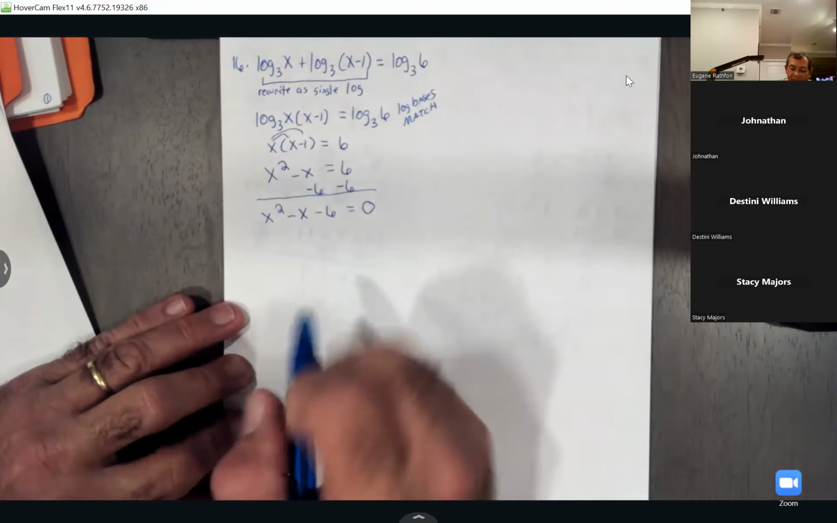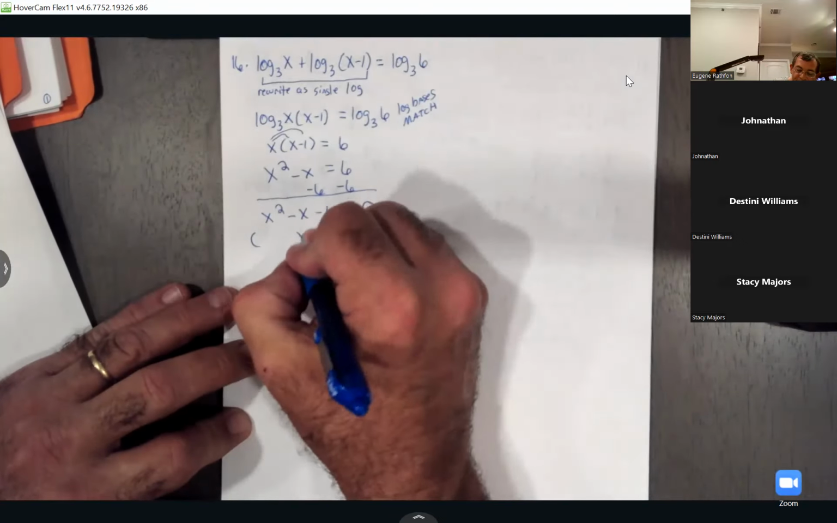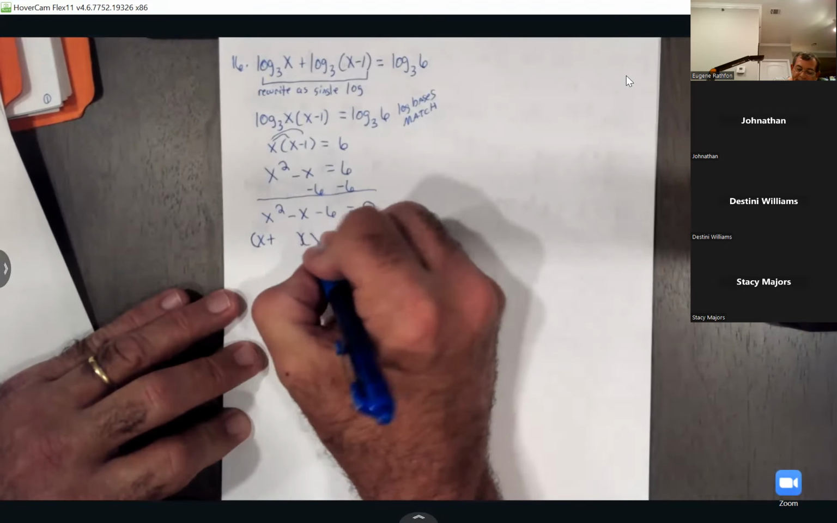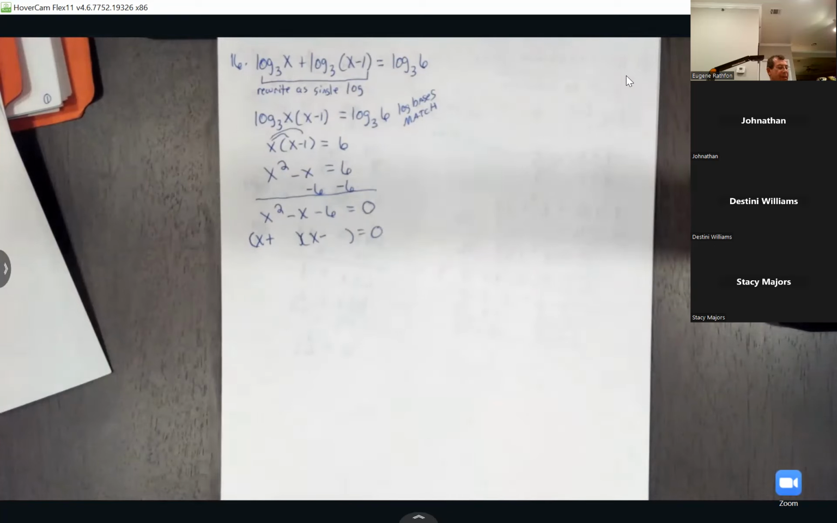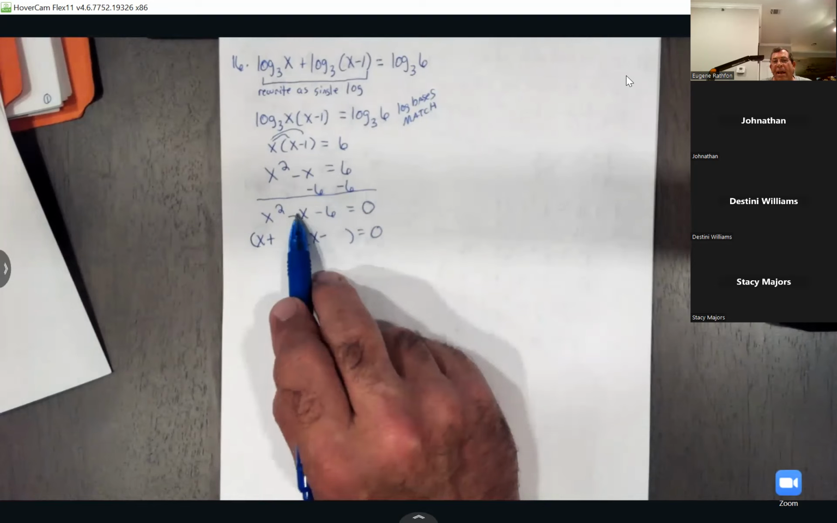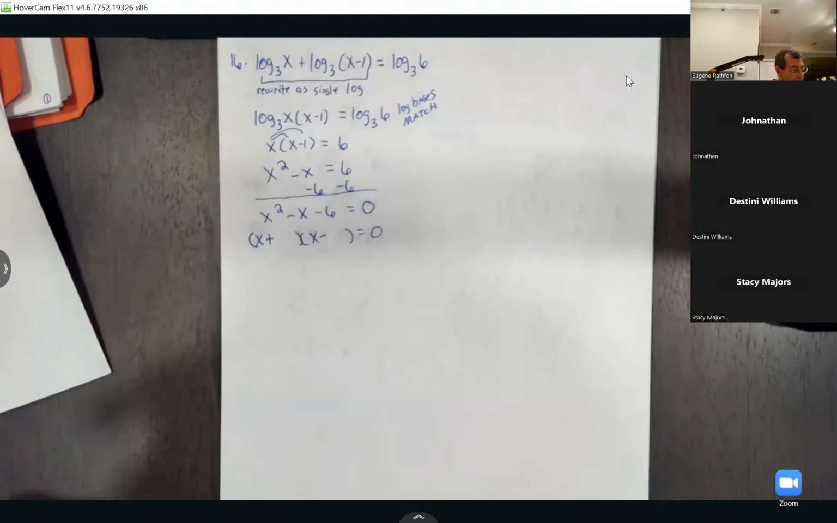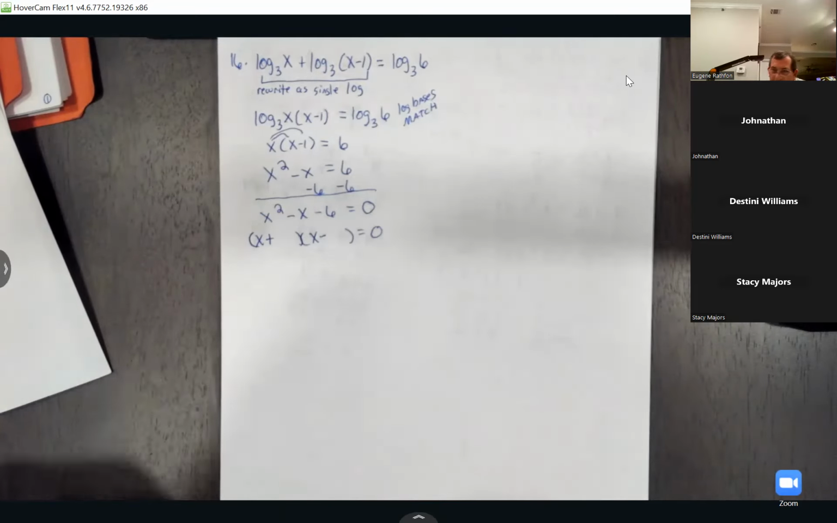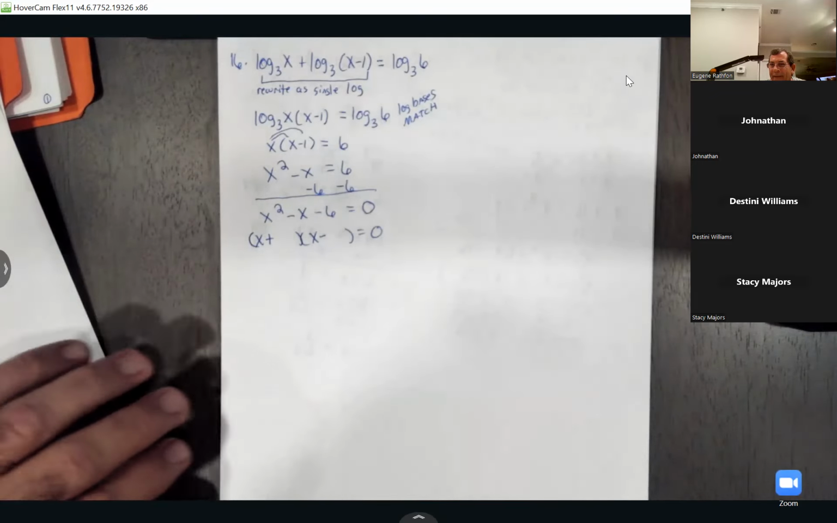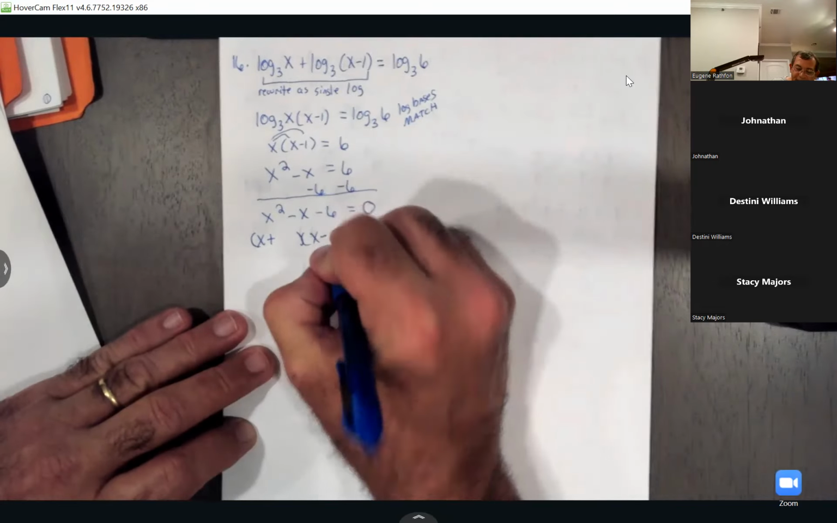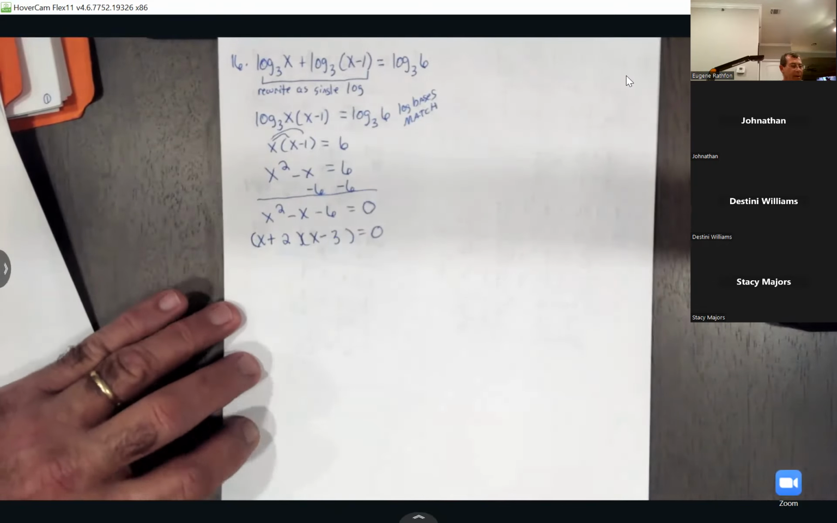Notice we're now at the part where we can factor. Once again, you get an X plus, X minus. For this one, I want factors of 6 that subtract and give me 1. 2 and 3, good job. The 3 will be negative and the 2 positive.